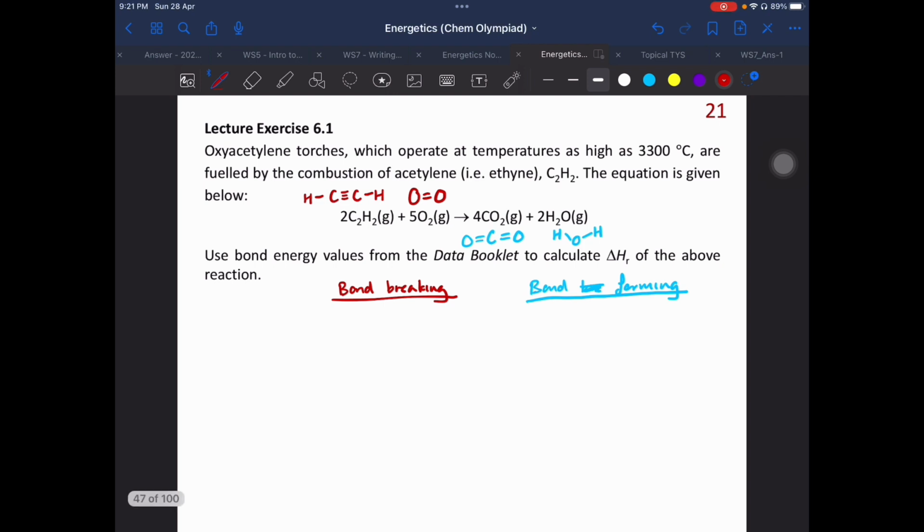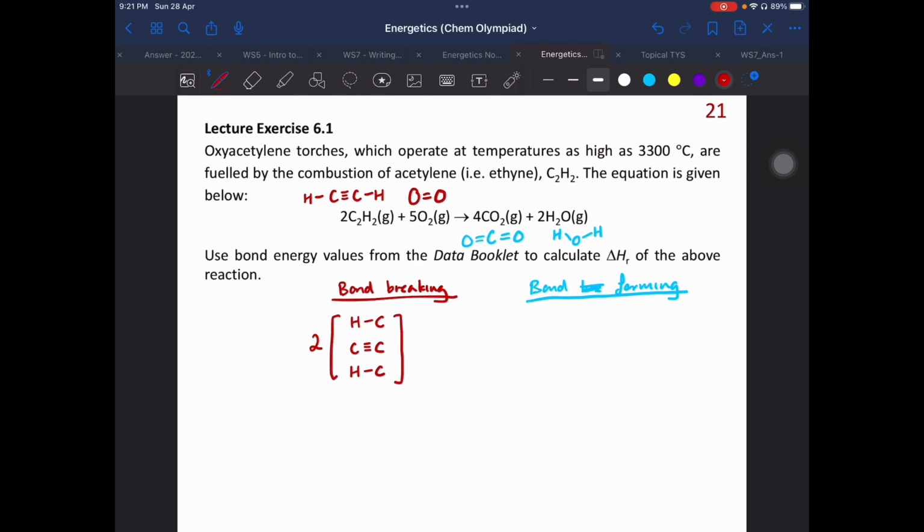We definitely need to break the bond between H and C, the single bond. We also need to break the triple bond between C and another C. We also need to break another bond between the H and the C, right? Because in total there will be these 3 sets of bonds, right? And what's more important is to know that the equation tells us that there are 2 sets of the C2H2, which means that all these bonds that have been broken are actually 2 sets of it.